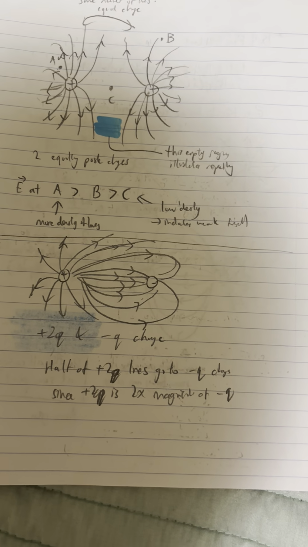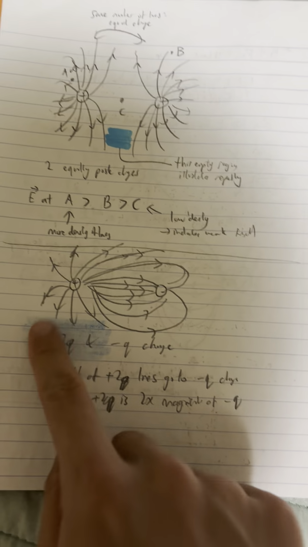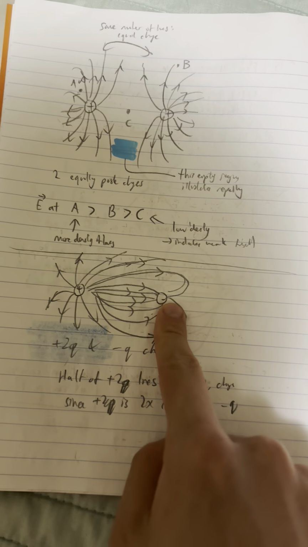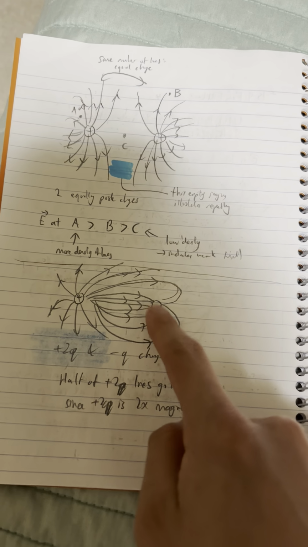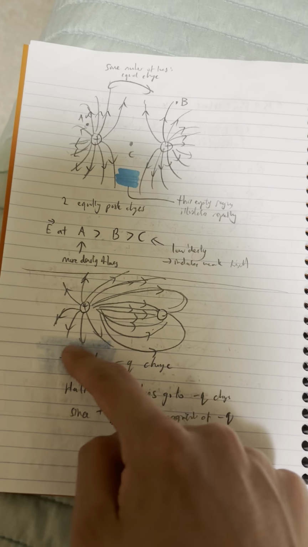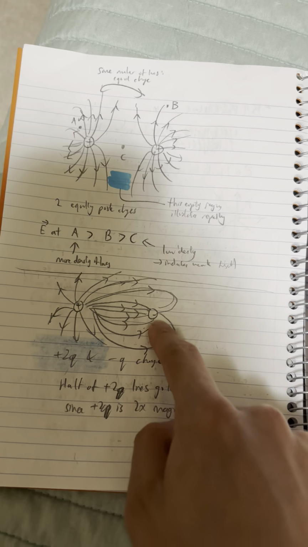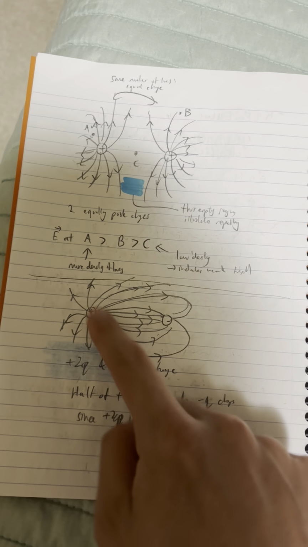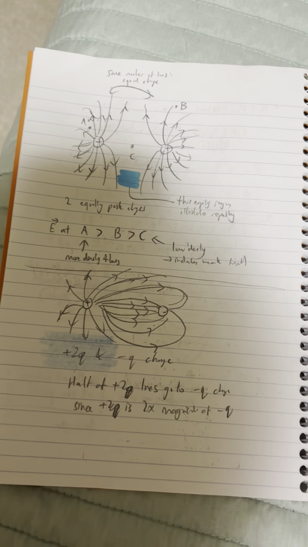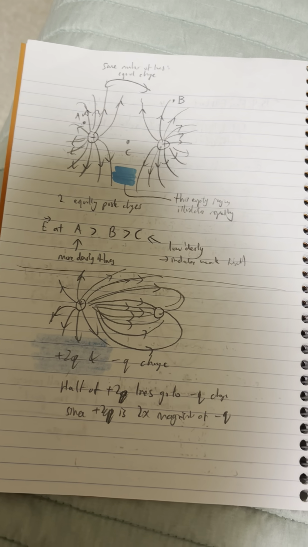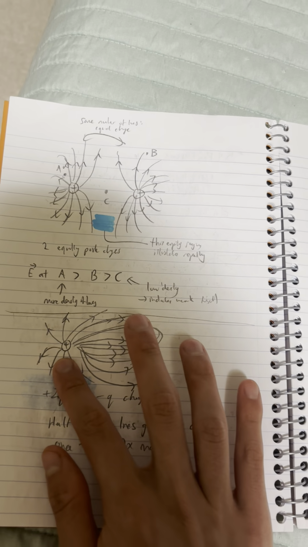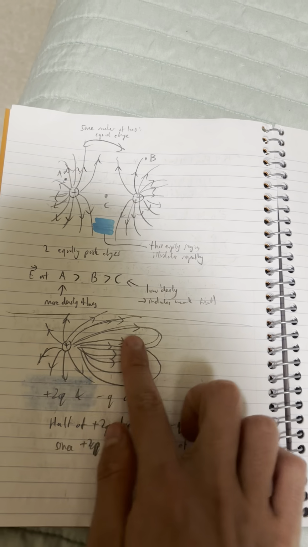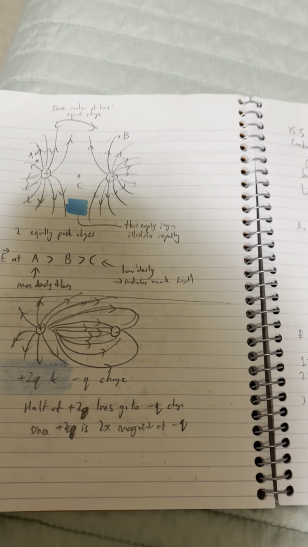Here is an example. Here we have a 2q charge and a negative q charge, meaning that this plus charge is double the magnitude of this negative charge, which means that only half of the lines stemming out of this will actually reach the negative charge. And the number of lines stemming out of these charges is directly proportional to its value. So two equal charges, like we saw earlier, have the same amount of lines coming out of them, whereas this one has double the charge value, meaning it has double the lines, and only half of them reach here, since this is only half the value.